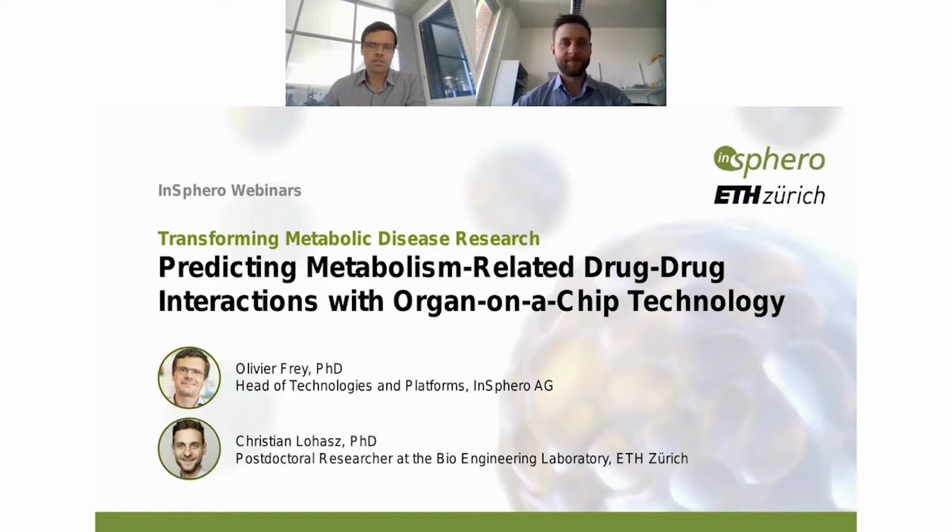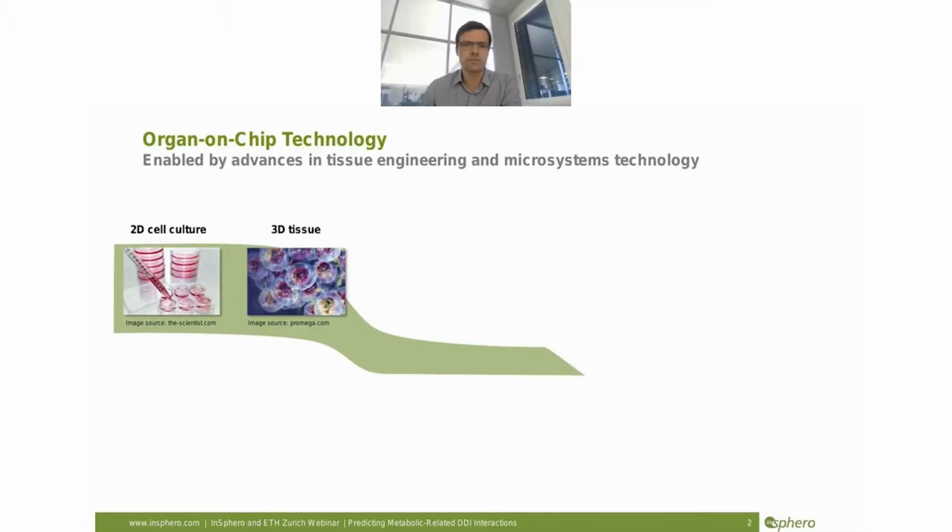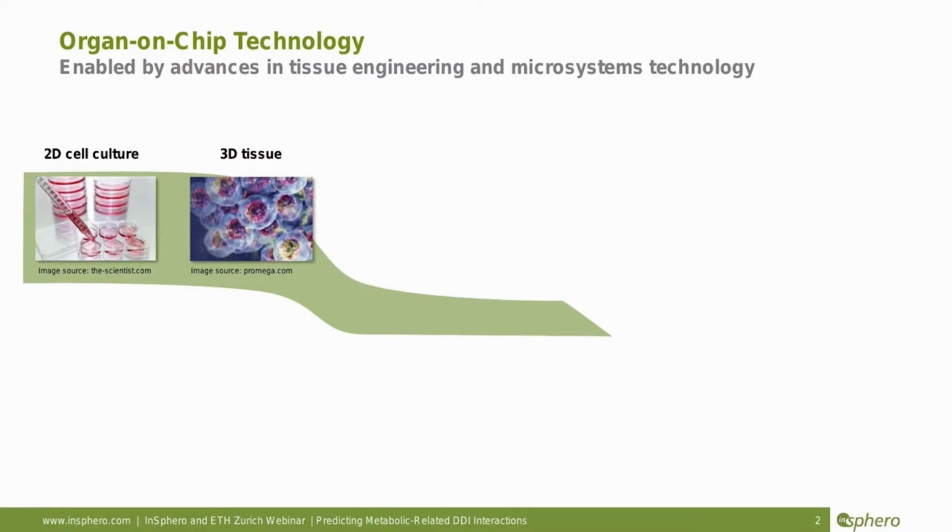So organ-on-chip technology is a technology that has advanced quite significantly in the past few years. Basically, two major tracks in the development. The first element is the evolution of cell cultures. They have become more and more complex, from 2D cell cultures with single cells to three-dimensional tissue structures that incorporate not just a single cell type, but multiple cell types to closely replicate a tissue structure in vivo.